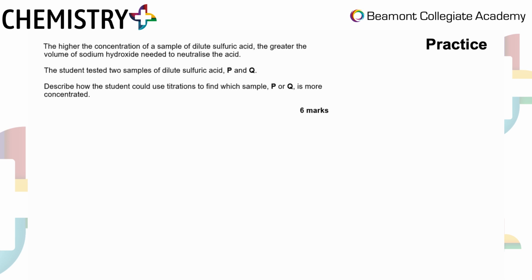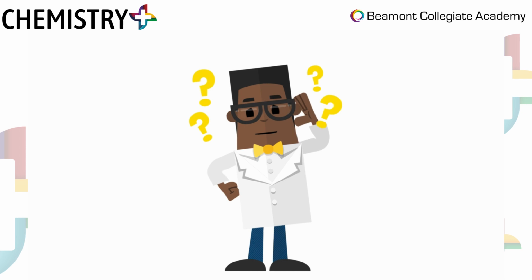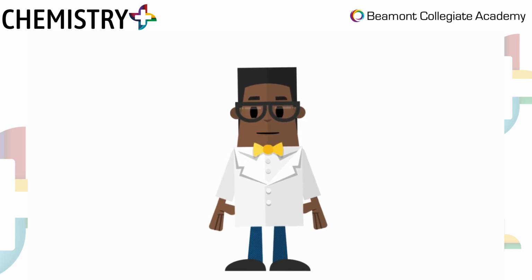Practice now. The higher the concentration of a sample of dilute sulfuric acid, the greater the volume of sodium hydroxide needed to neutralise the acid. The student tested 2 samples of the dilute sulfuric acid, P and Q. Describe how the student could use titrations to find which sample, P or Q, is more concentrated. 6 marks on offer here. Pause the video and have a go. Do we understand this? Make sure you're checking your answers against the GCSE mark scheme.